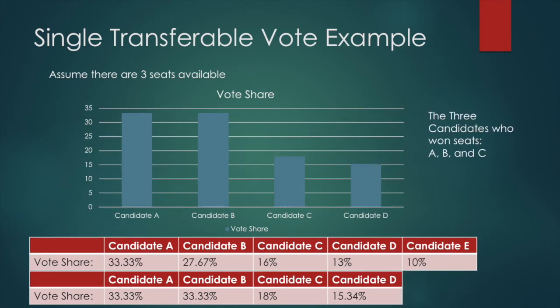After the redistribution, candidate B has just enough votes to hit the 33.33% quota, and only candidates C and D are remaining. Because candidate D has less votes than candidate C, all of candidate D's votes are transferred to candidate C, and candidates A, B, and C end up winning seats.